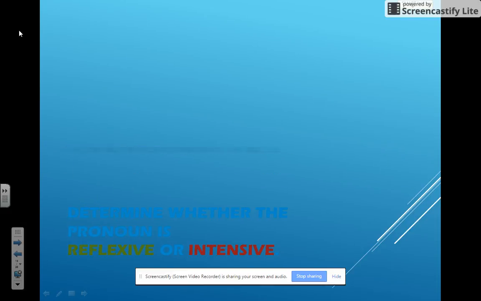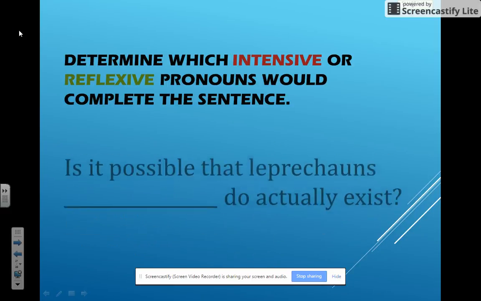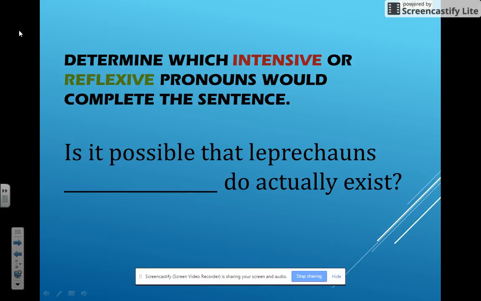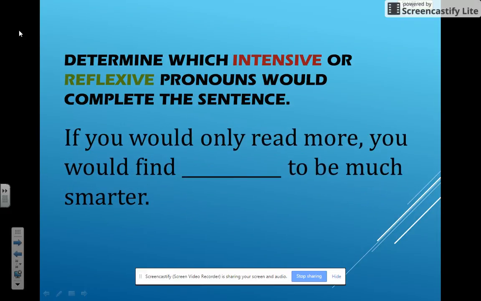So with that being said, let's skip to something a little different that's on your worksheet. Let's see if we can complete sentences by adding a self pronoun. Is it possible that leprechauns blank do exist? So I'm thinking this is where I'd refer to my interactive notebook page, my first, second, and third person examples of reflexive intensive pronouns, and I would choose themselves because that would work in the sentence. If you would only read one or read more, you would find blank to be much smarter. It'd be yourself.